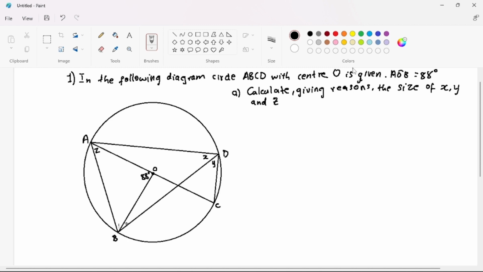So let's start analyzing the diagram, right? We are going to start looking for equal lines. So we know that OA is our radius and OB is our radius as well, and OC is also our radius. So what does that mean? It means that our base angles here are going to be the same, since triangle AOB is our isosceles triangle. So B1 basically is also equal to Z, right?